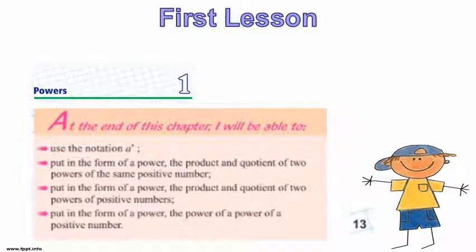Our first lesson is about powers. At the end of this chapter, you will be able to use the notation a to the power n, put in the form of a power the product and quotient of two powers of positive numbers, and put in the form of a power the power of a positive number.